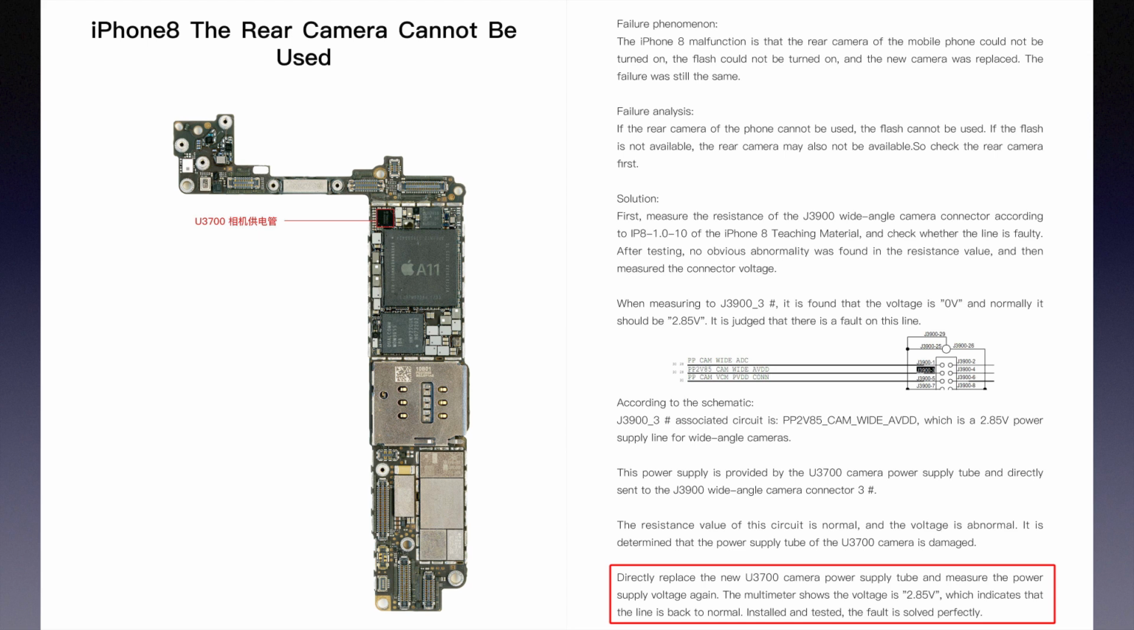The multimeter shows the voltage is 2.85 volts, which indicates that the line is back to normal. Install it and test. The fault is solved perfectly.